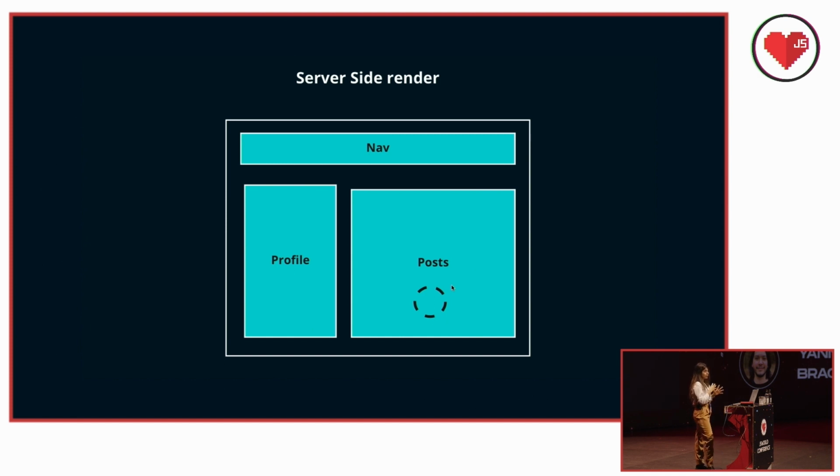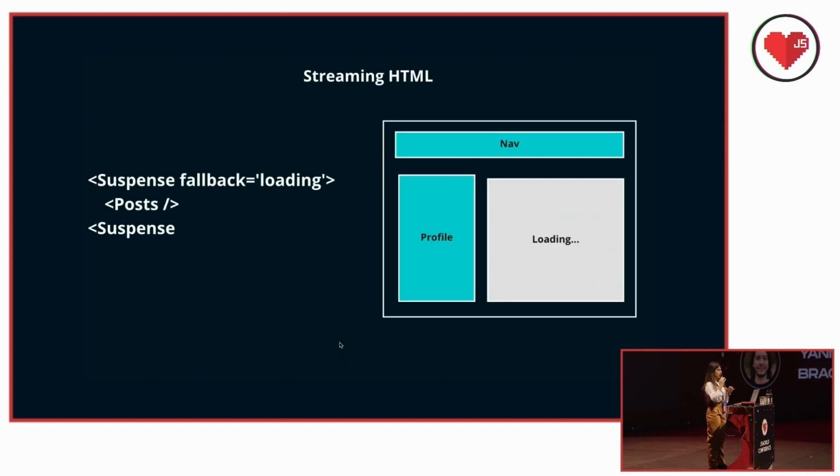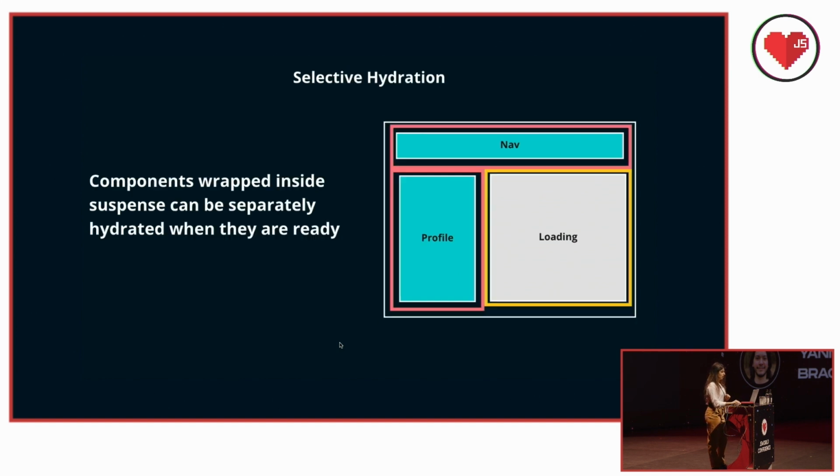But if my posts component is slow, my server needs to download the posts before sending the page to the client. It's going to take a while to send the page, and this kills the whole point of server-side rendering, which is meant to improve the FCP. But with Suspense, we can show a loading state when the posts are not ready. So now we are going to ship this HTML to the client, even though the posts have not been downloaded.